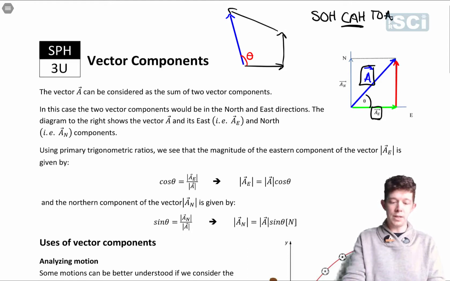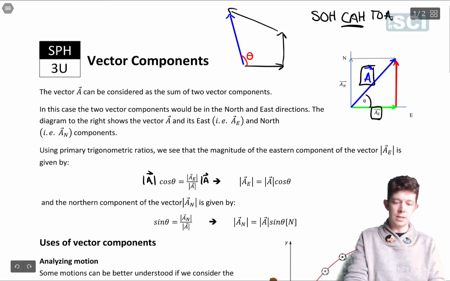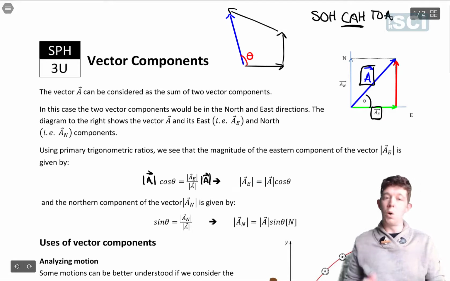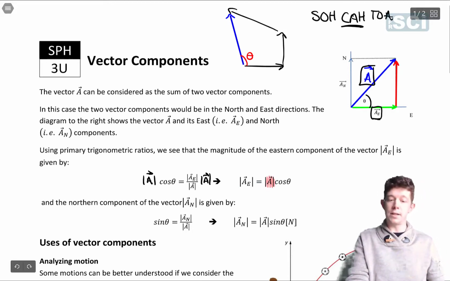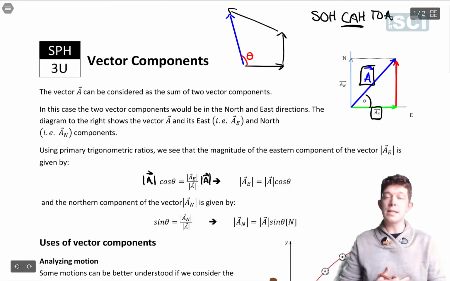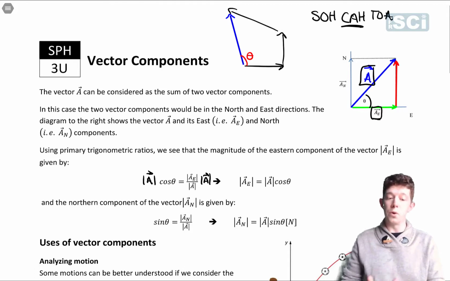And if I rearrange this, or I multiply both sides of my equation by the magnitude A, I notice something interesting. I can find the magnitude of my horizontal component based off of just the magnitude of my vector multiplied by the cosine. I can also do something similar for the vertical component.